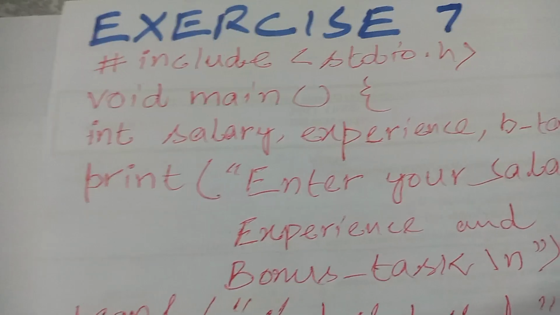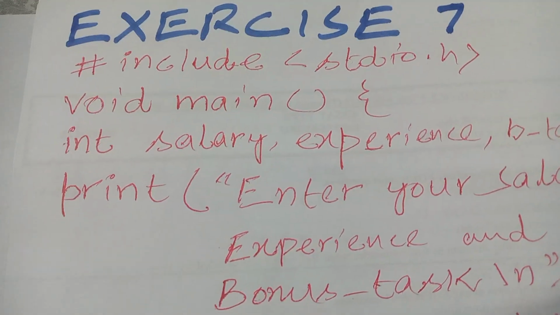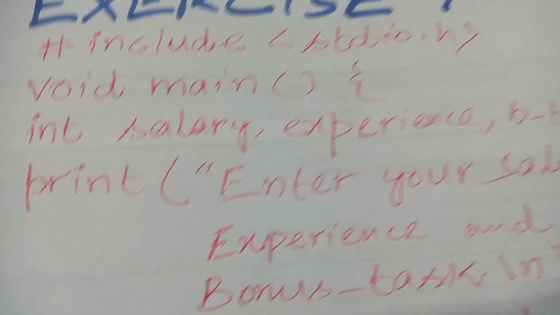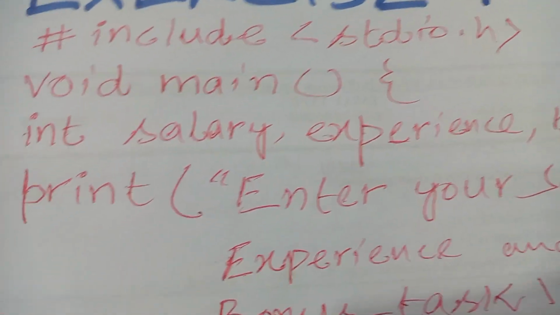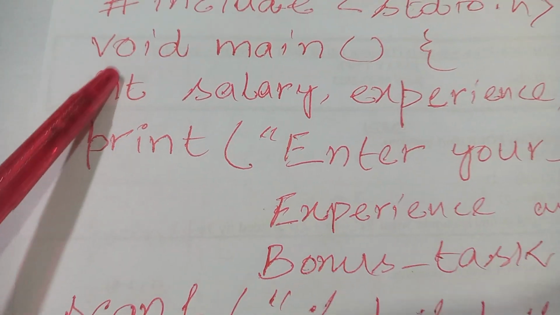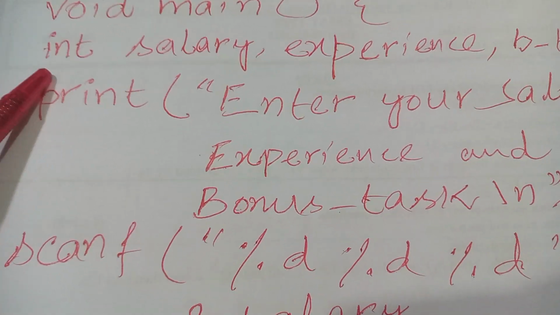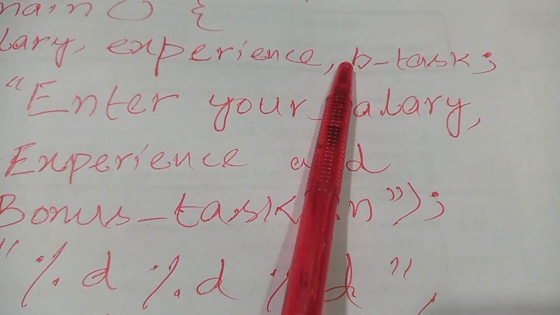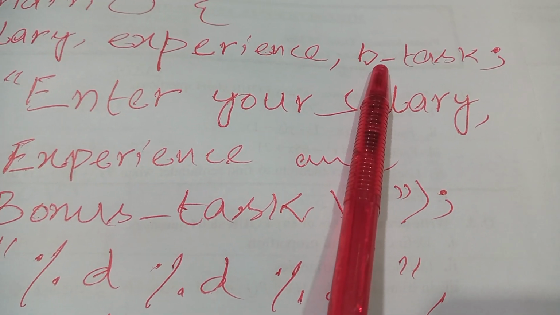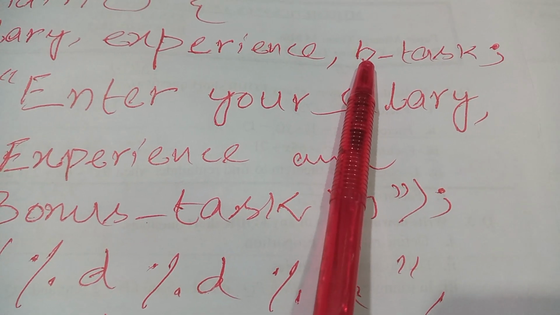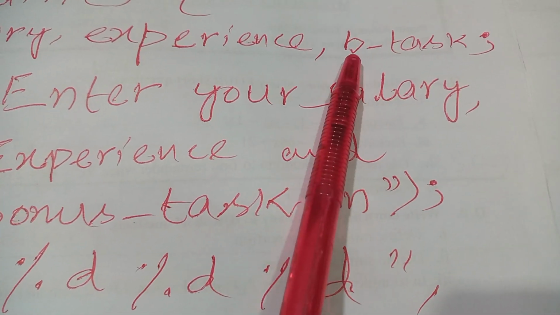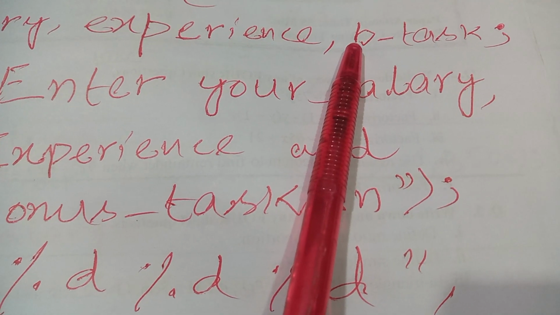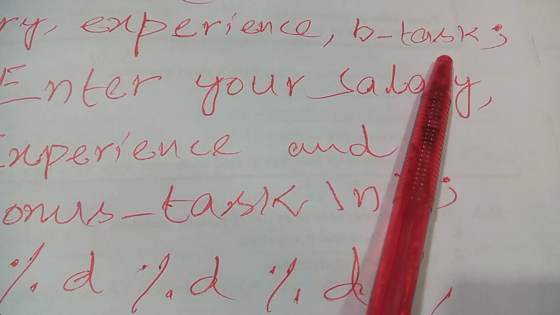So here is the program in front of your computer screen. Hash include stdio.h, void main. Now you will declare the variables int salary, experience, and bonus task. After b, I have used an underscore sign to combine these two words. I have written only b instead of bonus. So b underscore task is a single variable.